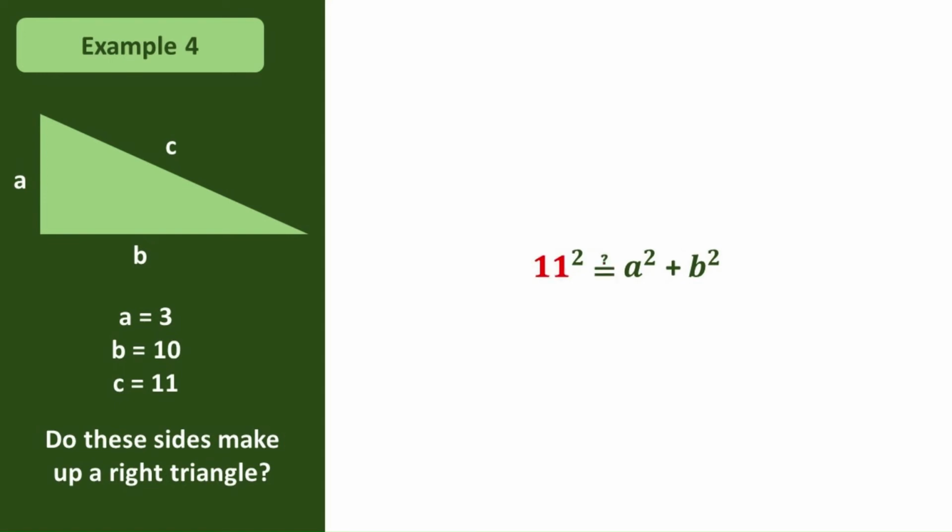Let's plug the numbers. C is 11, and A is 3, and B is 10. 11 squared is 121. 3 squared is 9, and 10 squared is 100. 100 plus 9 is 109. So we have 121 on one side and 109 on the other. The two sides are not equal. 121 does not equal 109, and so we can conclude that this triangle is not a right triangle because we added the squares of the short sides and the answer was not equal to the square of the longest side.